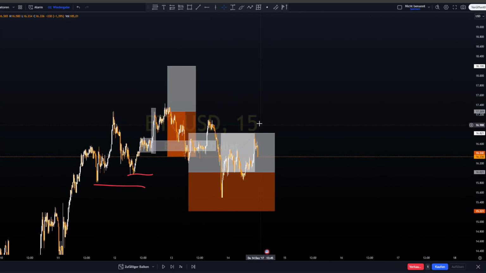Here you see the differences of each entry model point. And therefore, we're talking about the aggressive and the passive one in depth in the next video.